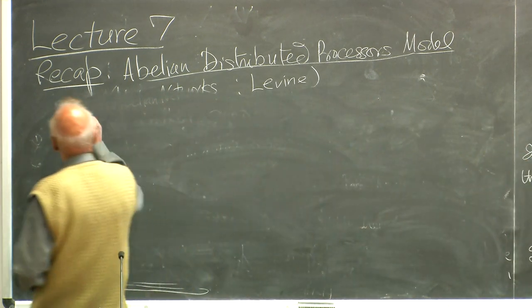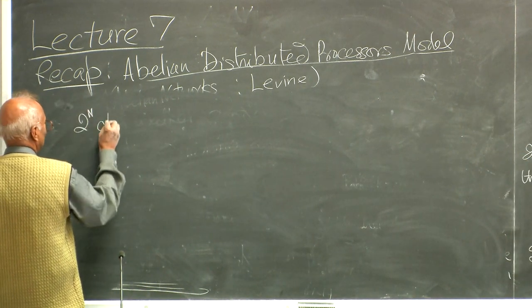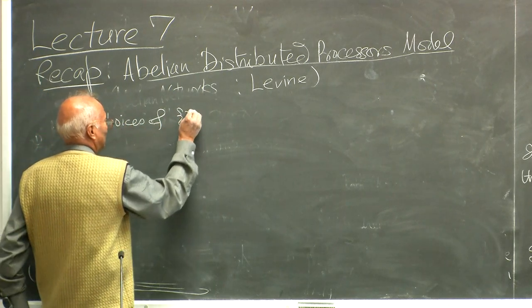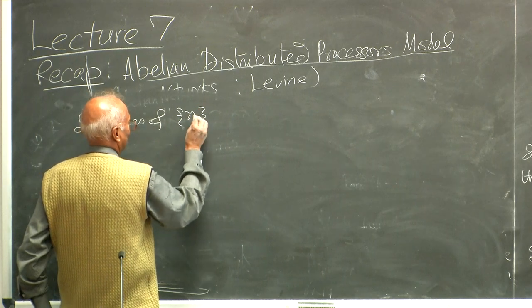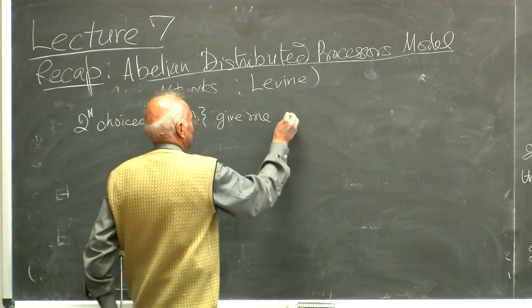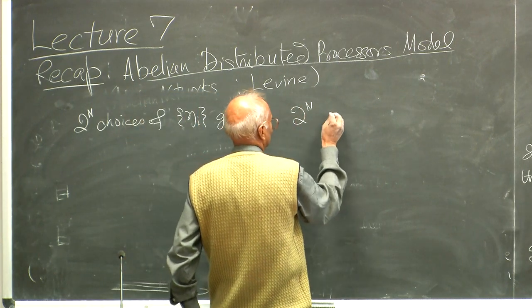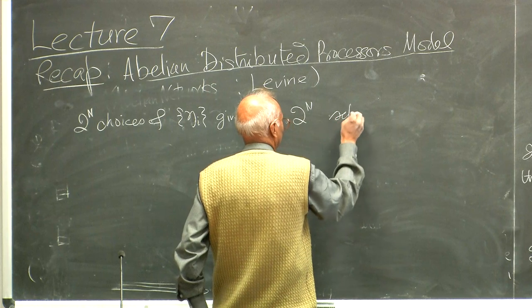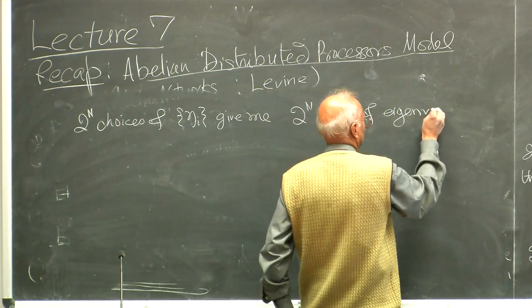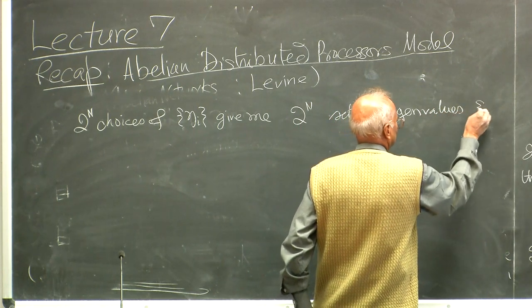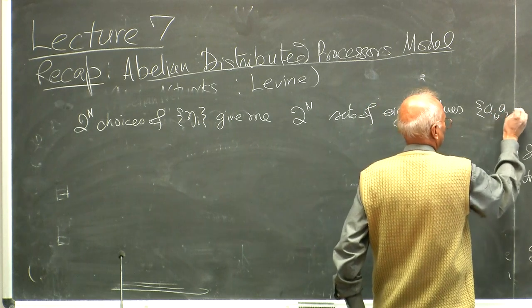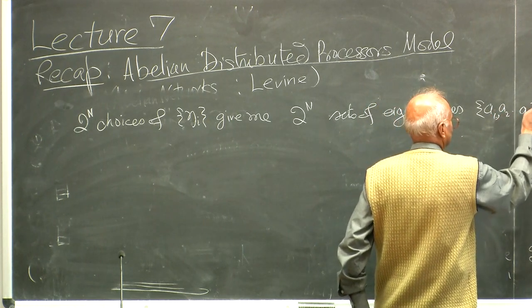Okay, I will write. 2 to the power n choices of eta I give me 2 to the power n sets of eigenvalues, A1, A2, ..., AN.